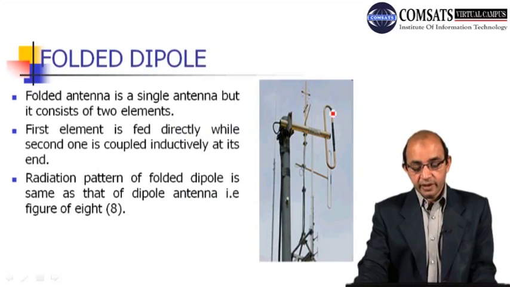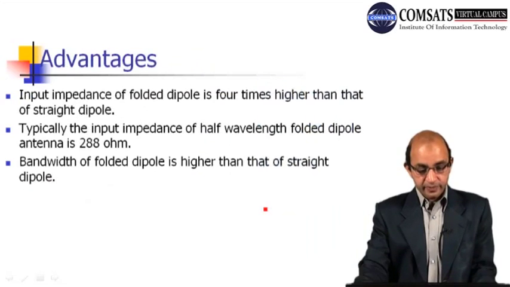Here you can see that the dipole is folded, a single antenna, but it consists of two elements. The first element is fed directly, while the second one is coupled inductively at its ends. The radiation pattern of the folded dipole is the same as that of the dipole antenna, right? So here in this figure.